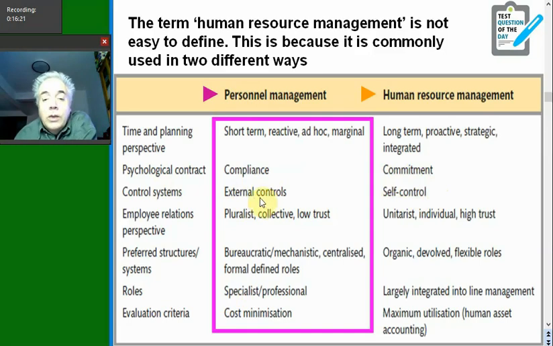Okay. So external control, here's self-control. So this is pluralist, collective, low trust. This is unitarist, individual, high trust. So you see, they're kind of the opposite, right? So this is bureaucratic, mechanic, centralized, formal, defined roles. Here's organic, devolved, and flexible roles. So here's a specialist professional. He's largely integrated into the line of management. And here's cost minimization. Here's maximum utilization, human asset accounting. So you use the people in their maximum way of giving back to the company, right?